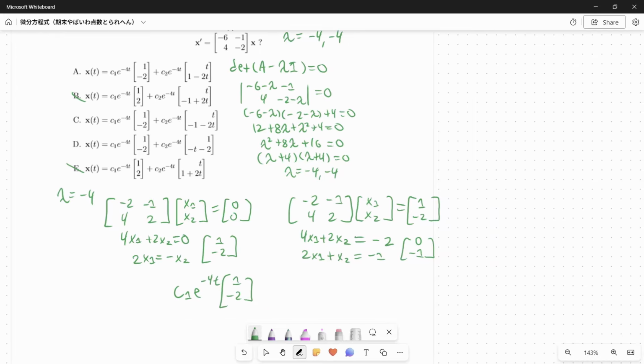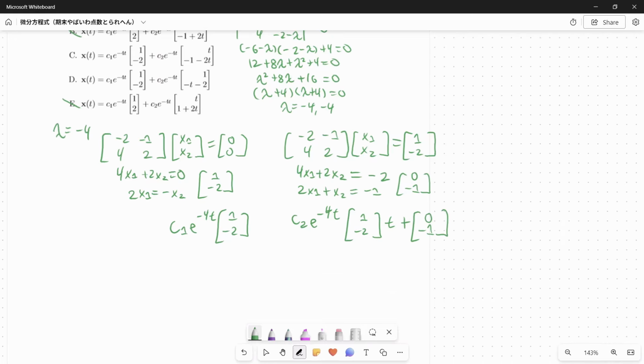The process for setting up our second linearly independent solution is going to be a little bit different. We're going to have another constant, c sub 2, times e to the negative 4t again. But this time we're going to use the previous eigenvector we had of 1 and negative 2, multiply that by t, and then add this new vector that we came up with to it. So you should end up with something that looks like this.